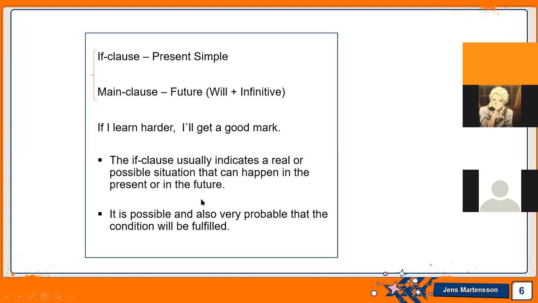Okay, it is also possible and also very probable. Masih sangat mungkin ya that the condition will be fulfilled, akan bisa terpenuhi. Kondisinya itu atau keadaan itu akan bisa terpenuhi. Ya, there is still possibility or probability. Masih ada kemungkinan. So it's not impossible to happen, but it is possible to happen. Ada kemungkinan akan terjadi. That is the function of conditional sentence type 1.